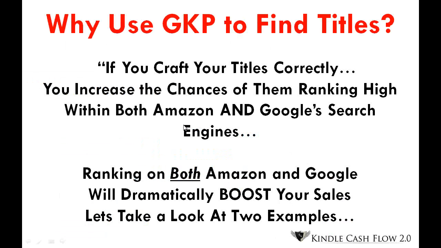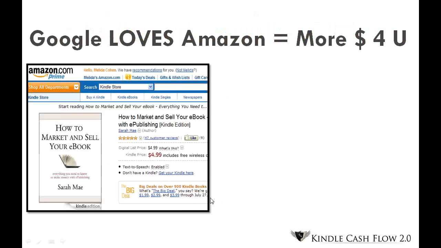Okay, so one of the questions that I get a lot is, okay, Ty, why use the Google Keyword Planner to find titles? Well, the reason why is if you craft your titles correctly, you increase the chances of them ranking high within both Amazon and Google search engines. All right. Now, you get a double whammy here. If you're able to rank on both Amazon.com and Google for your ebook, you'll dramatically boost your sales. And I want to show you a few examples of what I'm talking about here.